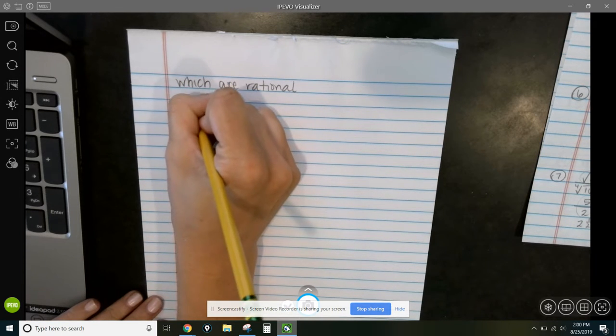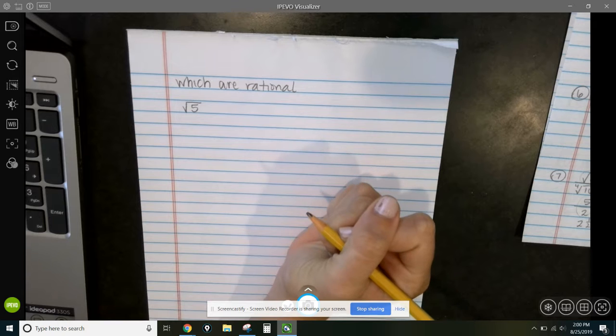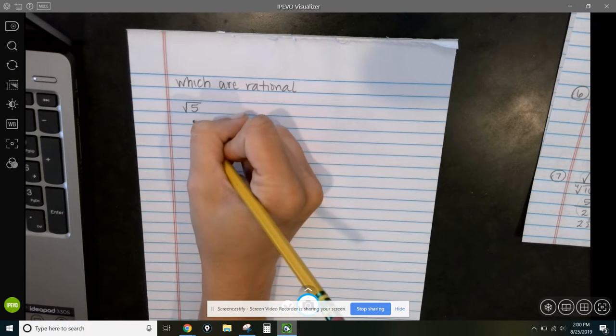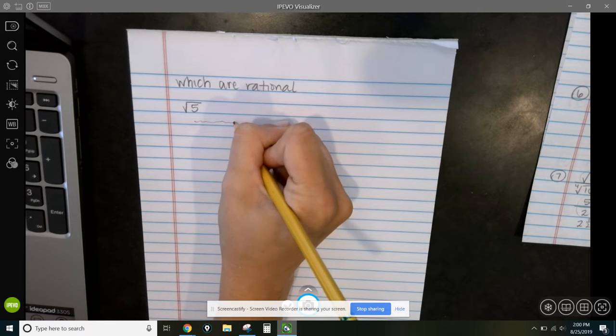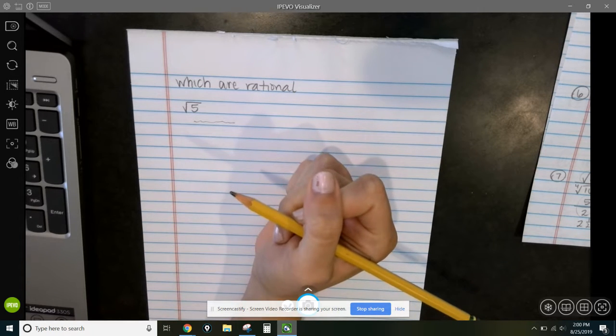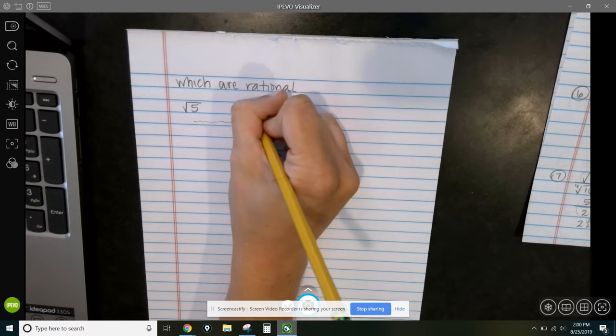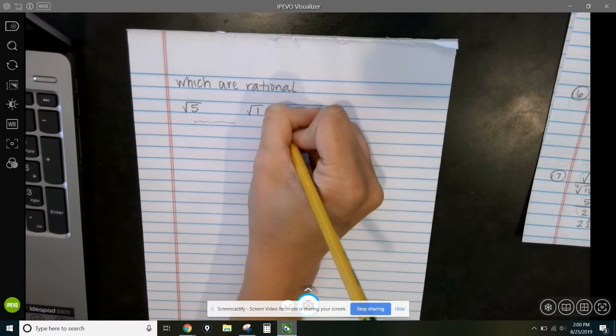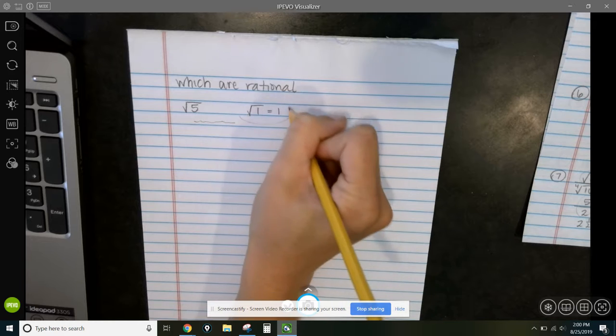So if they gave you square root of 5 and they said, is this rational? Well, you could try it on your calculator. And when you do that on your calculator, you will get some big long decimal. There's no number that times itself equals 5. How about the square root of 1? What number times itself equals 1? Well, that's just 1. So this one would be rational.